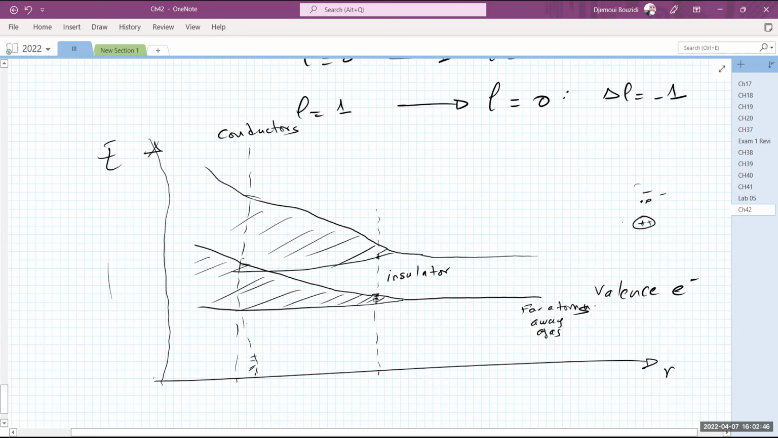So at the end, the overall charge stays 0. When one of the electrons wanders away, another one comes in to replace it from the next-door neighbor, and so on and so forth. So the material itself is neutral.